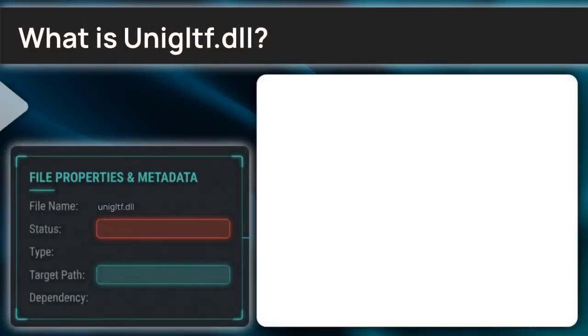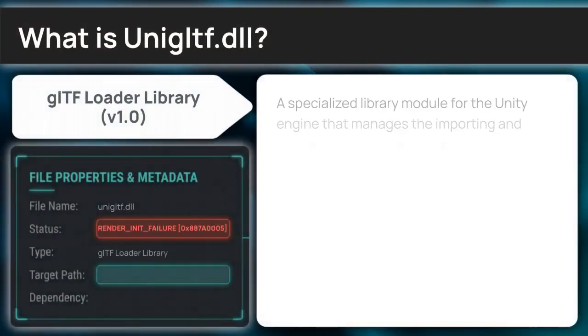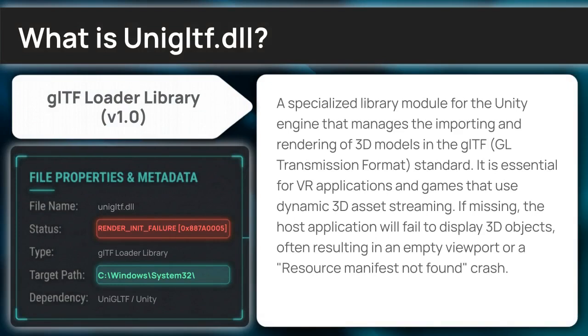This is the Unigltf module, a specialized library module for the Unity engine that manages the importing and rendering of 3D models in the glTF, GL Transmission Format, standard. It is essential for VR applications and games that use dynamic 3D asset streaming. If missing, the host application will fail to display 3D objects, often resulting in an empty viewport or a resource manifest not found crash. Knowing the file's purpose is helpful, but now we need to physically restore it.